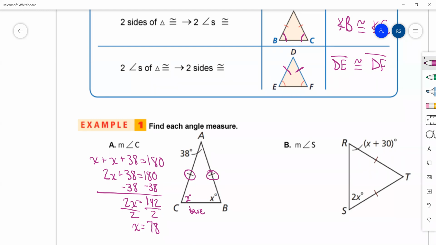No, 71. Where did I get 78 from? No clue. 71. Okay. So they ask us to find the measure of angle C. Luckily, C is just x right here. So we can conclude that the measure of angle C equals 71 degrees.